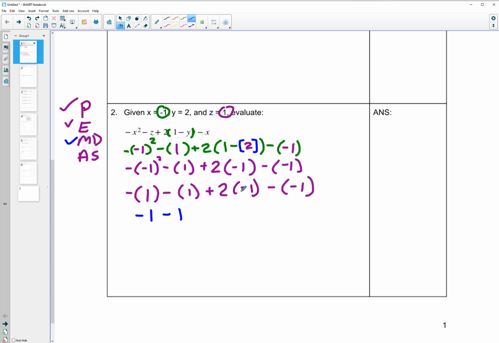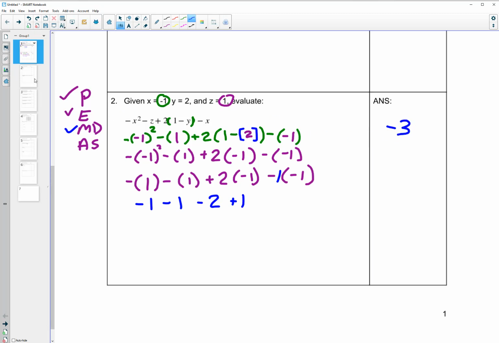Then this is +2 times -1 is -2. And -1, really, there's always a 1 here, you don't see it, but the -1 times -1 is +1. Okay, and so that's -1, -1, -2, that's -4, plus 1 is -3. And I think that's it for this page. Okay, let's go to the next page.